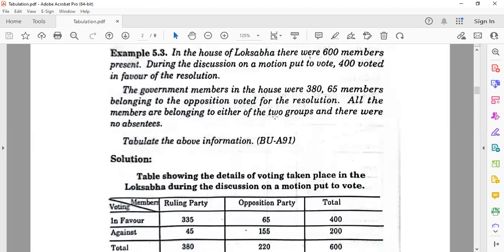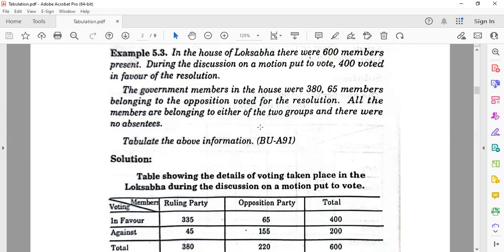So, in the house of Lok Sabha, there were 600 members present. During the discussion on a motion put to vote, 400 voted in favor of the resolution. The government members in the house were 380. 65 members belonging to the opposition party voted for the resolution, and the members belonging to either of the two groups are present here, and there were no absentees. So, this is the data given here.